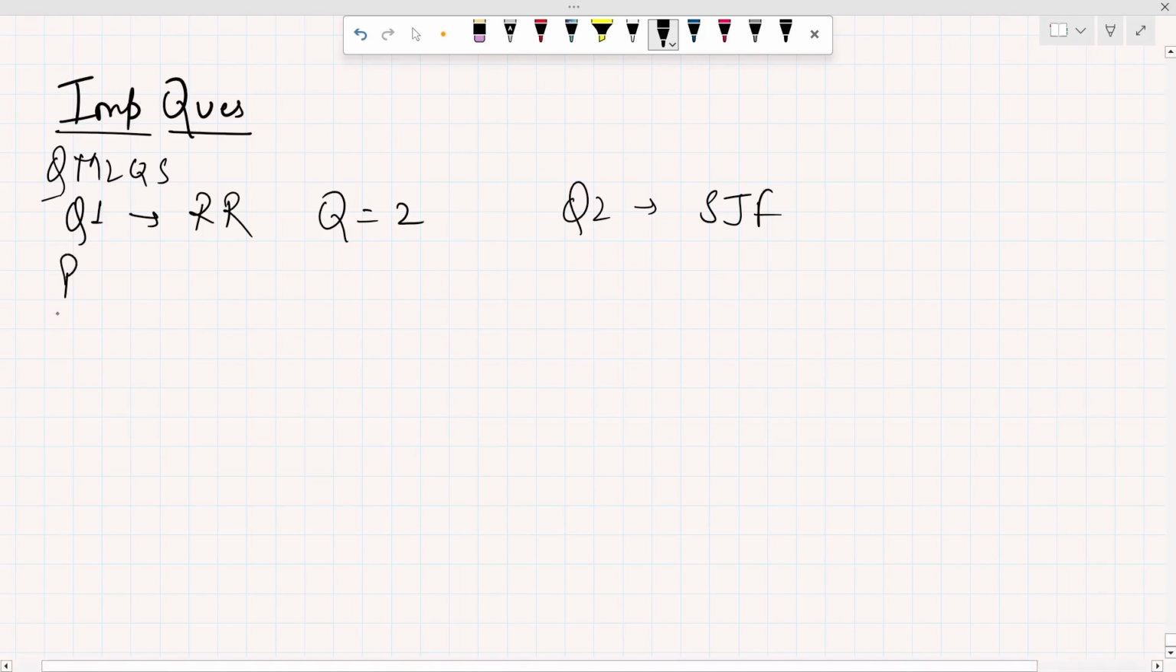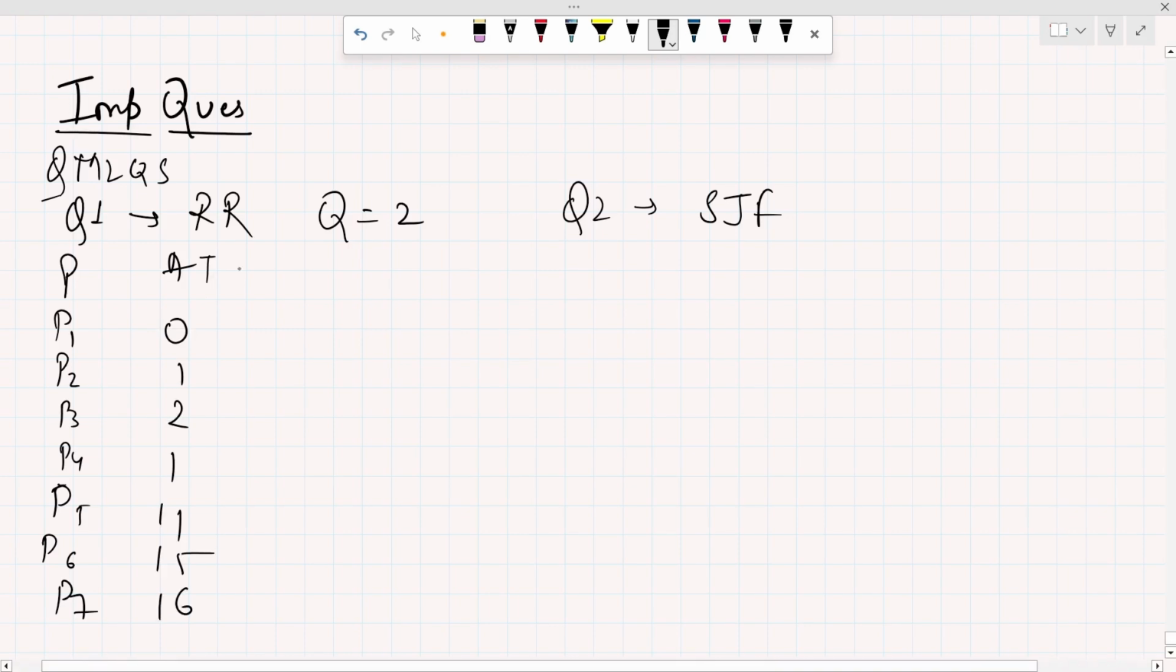You have 7 processes, P1 to P7. The arrival times for the processes are 0, 1, 2, 1, 11, 15 and 16, and the burst times are 3, 3, 5, 4, 4, 3 and 2. The process P1 is in queue number 1, then the other processes are in queue number 2, then 1, 2, and the last process is in queue number 1. Okay, so this is the question.